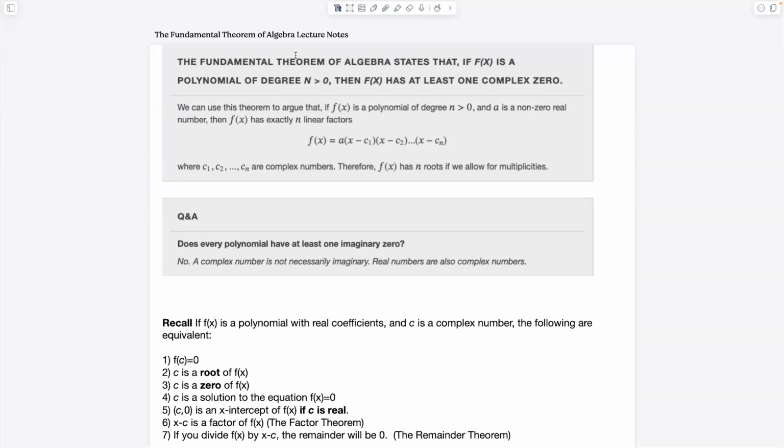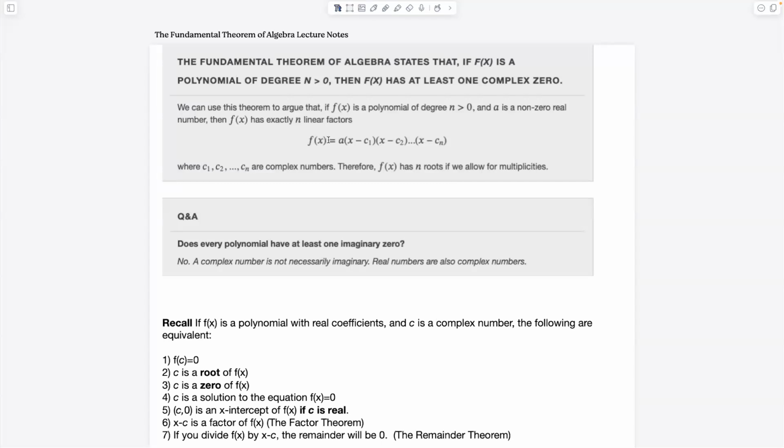And an easy to prove corollary of that says, okay, you got a polynomial of degree n, then not only do you have one complex zero, you must have n of them. So the degree of the polynomial tells you exactly how many zeros you will have, how many different complex numbers will make that function equal to zero.